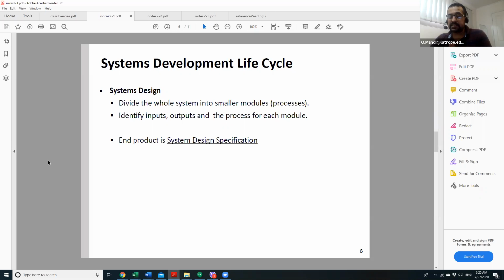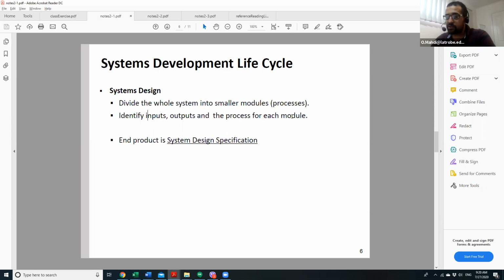You are now starting to design your product, the final product. The main key here depends on how big the information system is. Is it too huge? In such a case, we need to divide the whole system into smaller modules or processes. At the same time, we need to identify the inputs, the outputs, and the processes of each module in your information system.